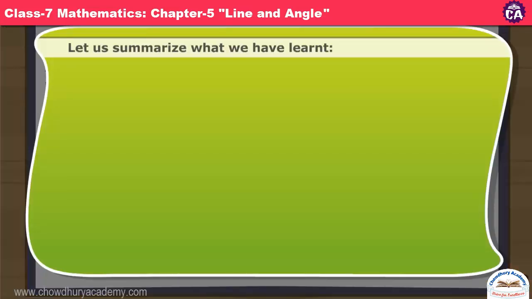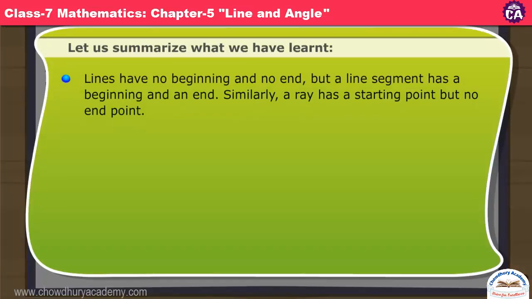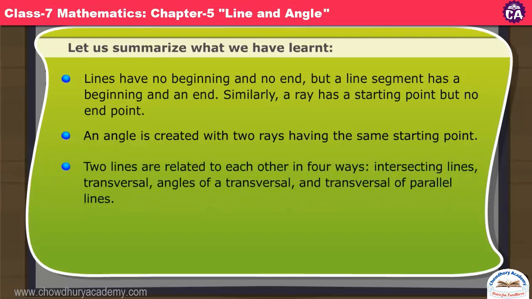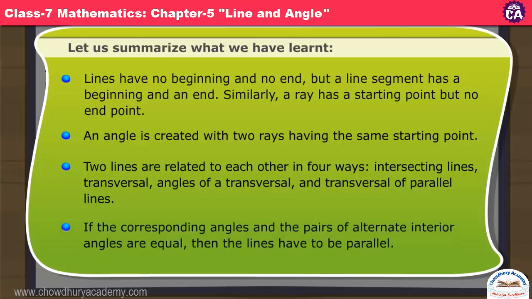Let us summarize what we have learnt. A line has no beginning and no end, but a line segment has a beginning and an end. Similarly, a ray has a starting point but no end. An angle is created with two rays having the same starting point. Two lines are related to each other in four ways: intersecting lines, transversal, angles of a transversal, and transversal of parallel lines. If the corresponding angles and the pairs of alternate interior angles are equal, then the lines have to be parallel.